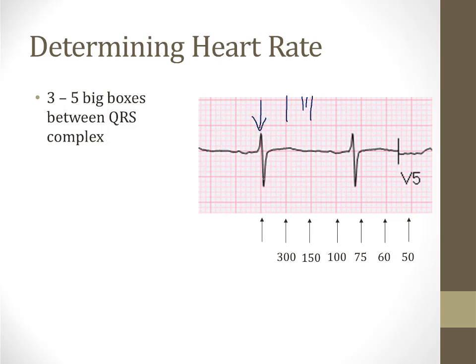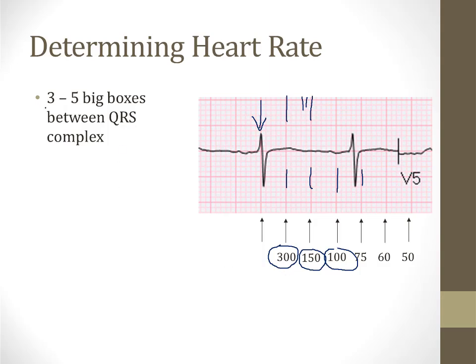You then figure out how many big boxes pass before the next QRS complex. You can see that 1 passes, 2, 3, so about 3.5, just a little under 4 big boxes pass before the next QRS complex. Once you know how many big boxes, you can determine the heart rate. If there were just one big box between the QRS complexes, the heart rate would be 300. If there were 2, it would be 150. If there were 3, it would be 100. Each additional big box represents a heart rate of 300 divided by the number of big boxes.